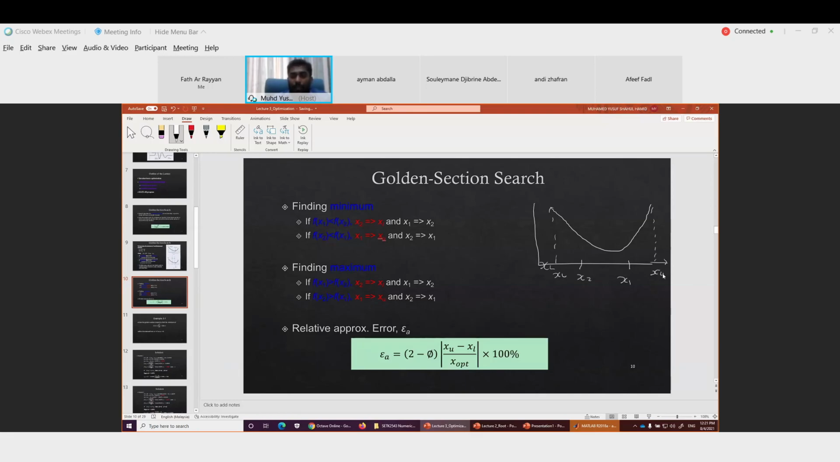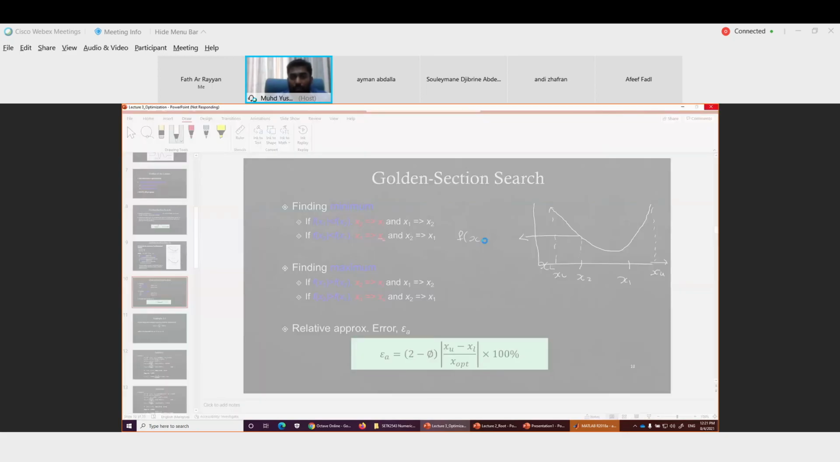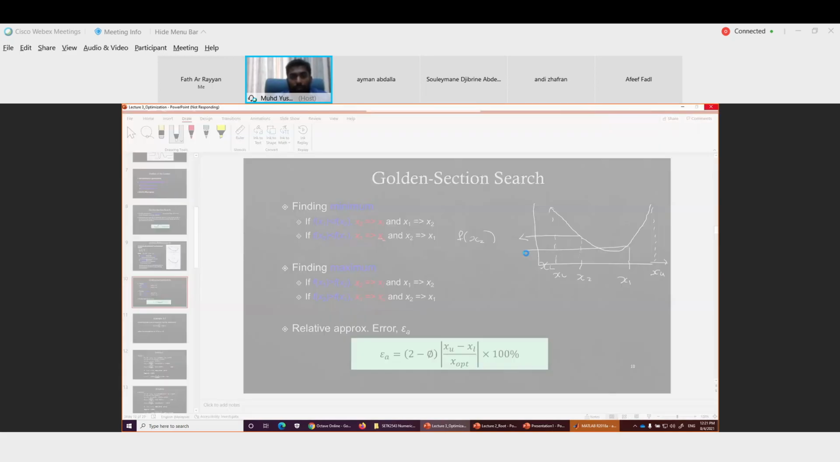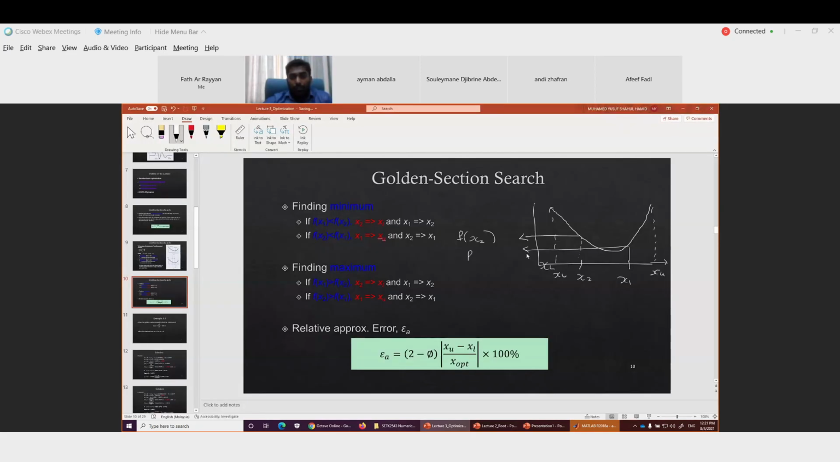Okay, and then from here you try to find out what is this f(x2), and this one is f(x1). So you have f(x2) and f(x1). You need to compare. In this case, our f(x1) is less than f(x2). Why?